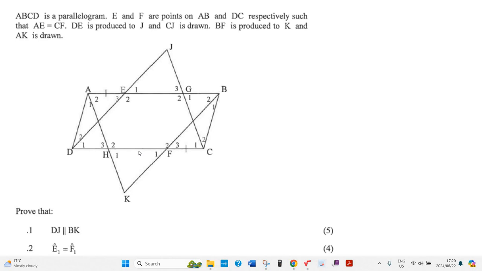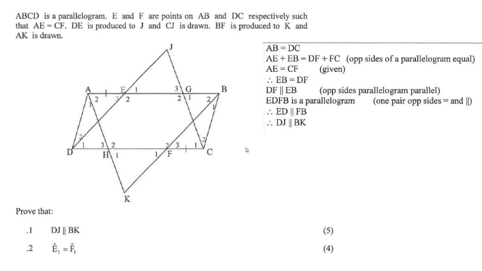We know that they must be parallel, and AD is parallel to BC and all the other properties of a parallelogram. The other important thing they tell us is that AE is equal to FC. But they want us to prove that DJ, this big line here, is parallel to BK. Well, first, there's probably way more than one way to do this, but let's look at the way they did it here. They said, we know that AB is equal to DC.